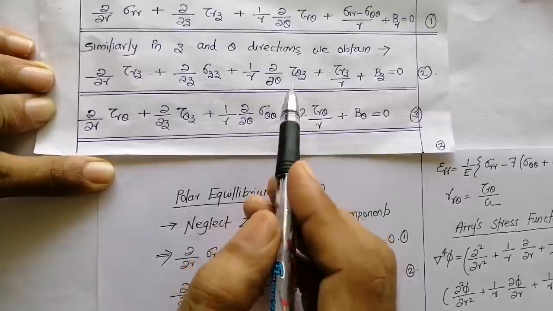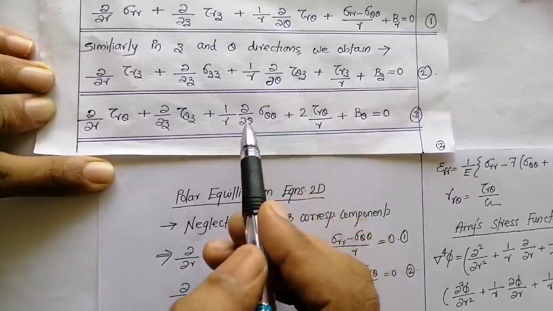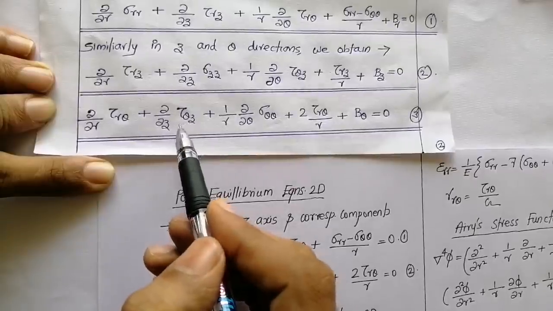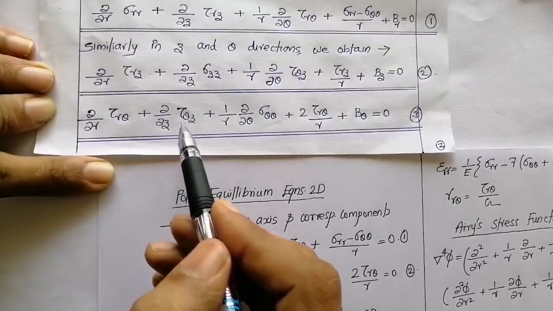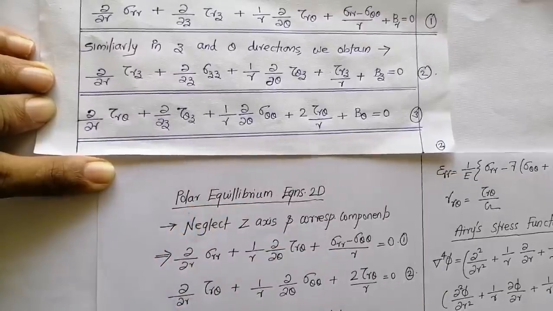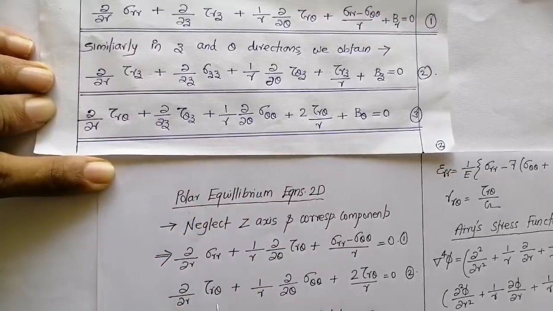Now equation 2, as I said, it will completely vanish, and equation 3 we are giving 0 value to the stress components along z direction. So tau theta z goes to 0. So what will be the remaining equation? Dou by dou r of tau r theta plus 1 by r dou by dou theta of sigma theta theta plus 2 times tau r theta by r equal to 0. So this is the equilibrium equation of polar coordinates in 2D.